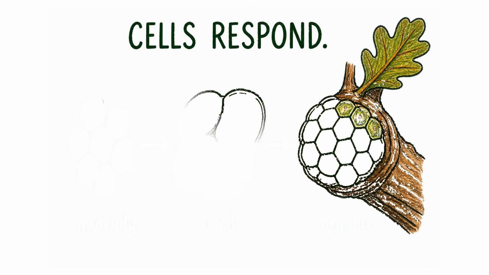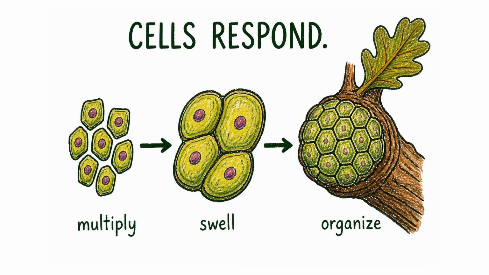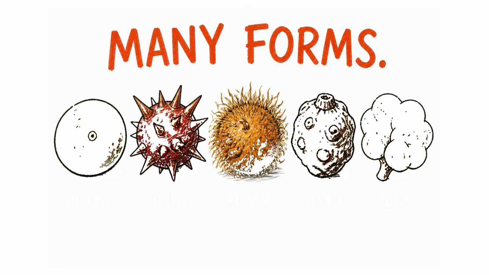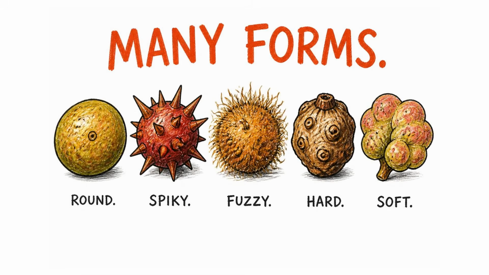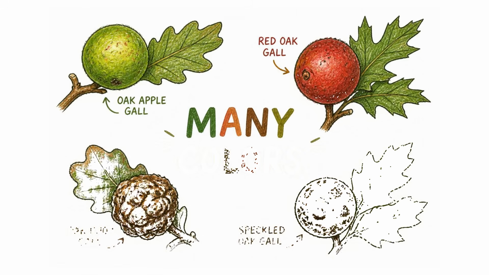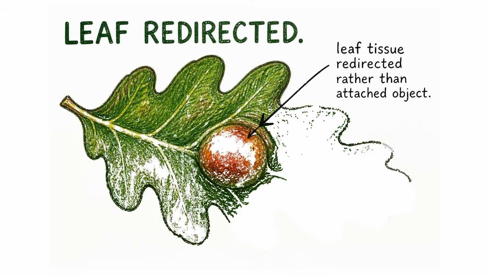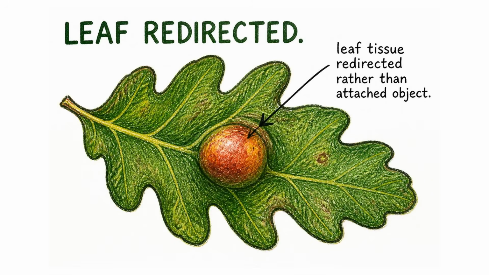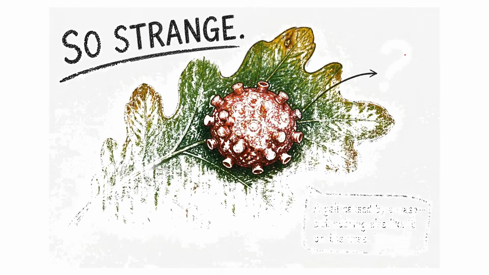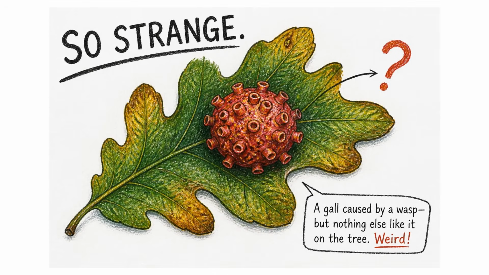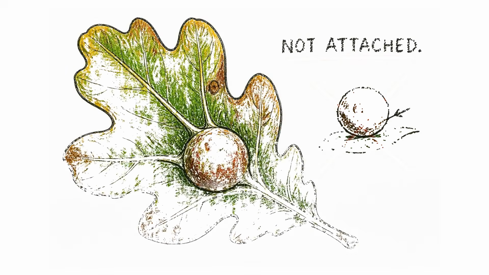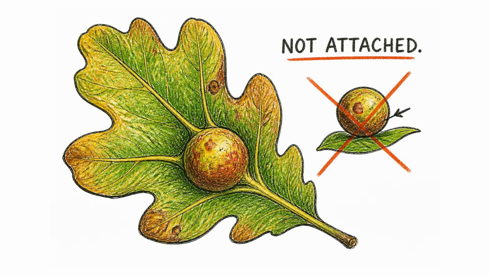The tree responds with its own cells. Those cells multiply, swell, organize, and form a structure that can be round, spiky, fuzzy, hard, soft, green, red, brown, or speckled. The gall is not sitting on the leaf. The gall is the leaf, redirected. That is the part that makes oak galls so strange. The marble-like ball is not an object attached to the plant.